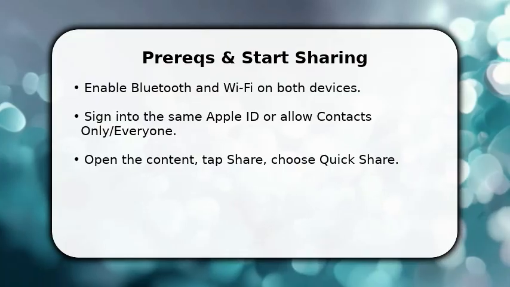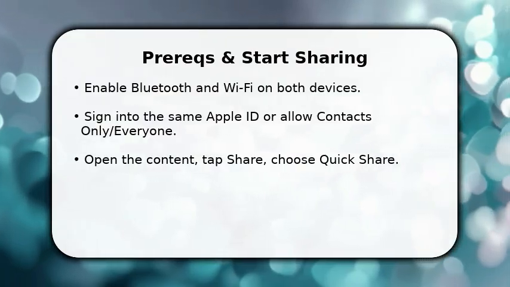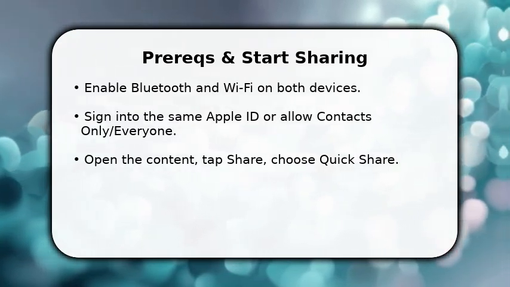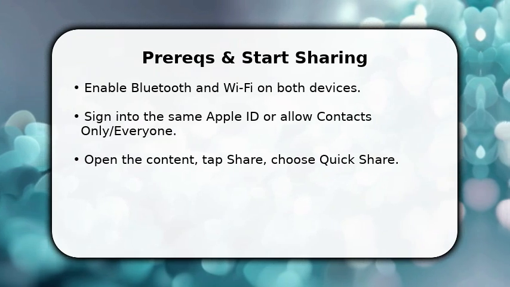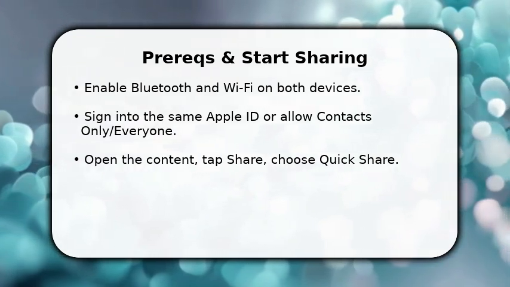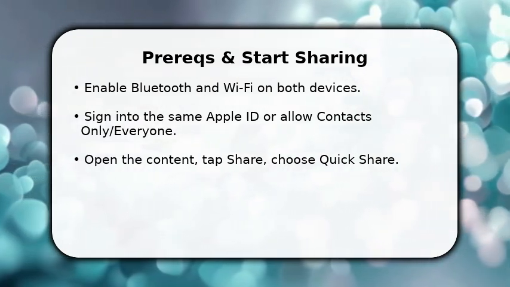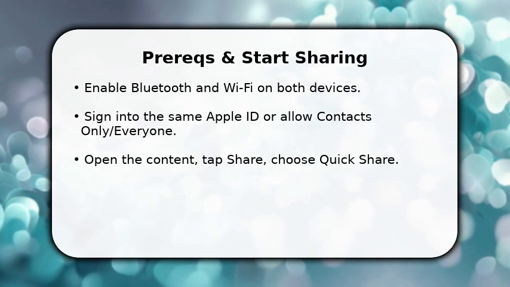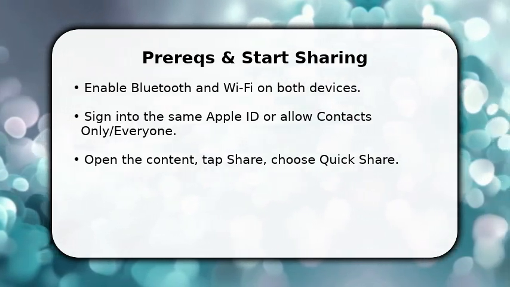Enjoy the video. You'll start with the essentials. Bluetooth and Wi-Fi must be on, and Quick Share permissions set to contacts only or everyone. Open the photo, video, or file you want to send and tap the share icon. Choose Quick Share from the sheet. You'll see nearby devices populate. Tap the recipient device name to initiate.